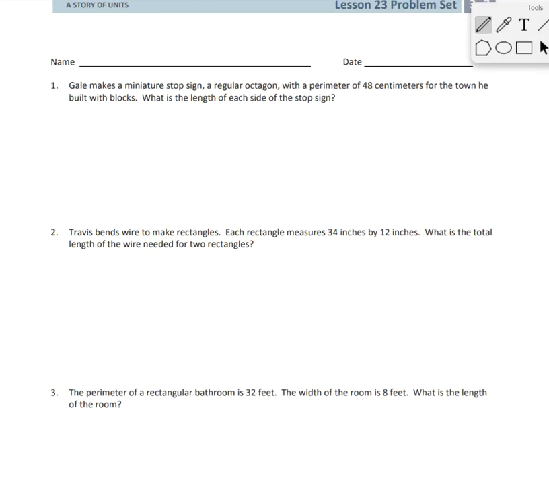Today we are going to work on lesson 23 problem set. There is no exit ticket, but there is a second page. So please make sure you complete both pages of this assignment.